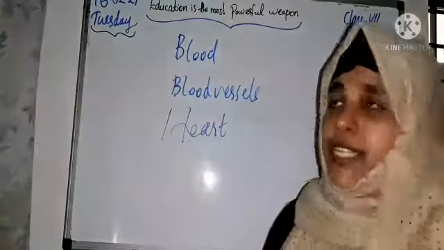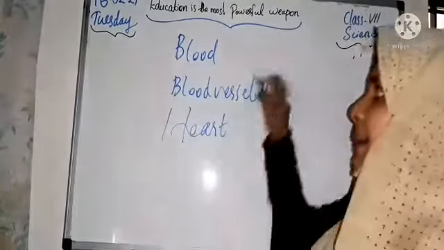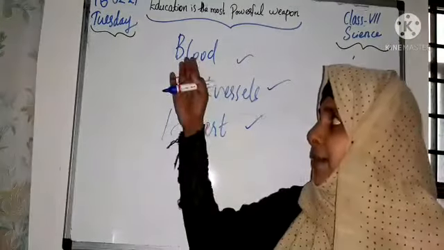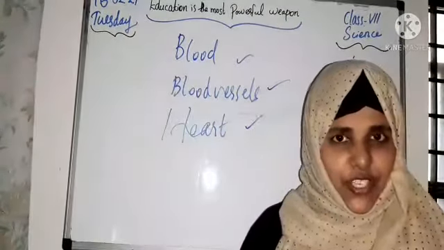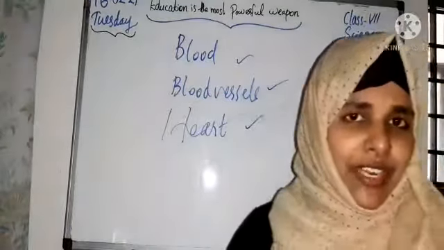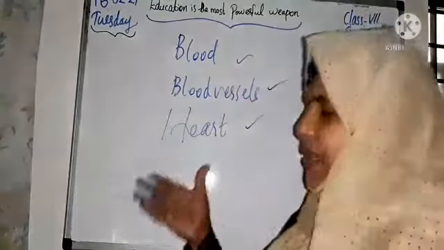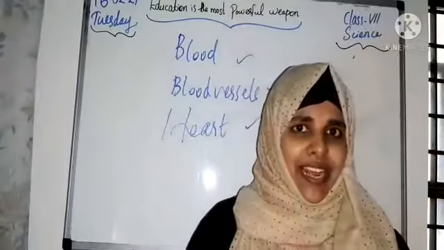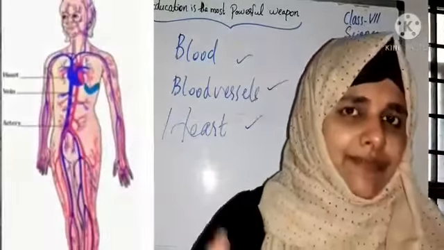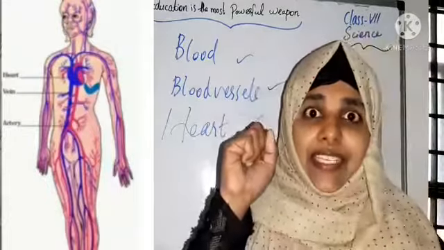Okay, so students, these are the three different parts of the circulatory system: blood, blood vessels and heart. I hope you all understood about blood and blood vessels. Children, can you say the different components of blood? Yes, absolutely. Just remember, and after that we can learn about the next. So what are the different components, children? Yes, plasma, the liquid part, then WBC, RBC and platelets.